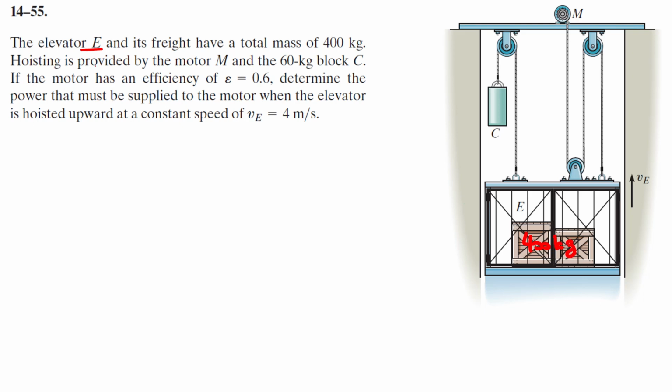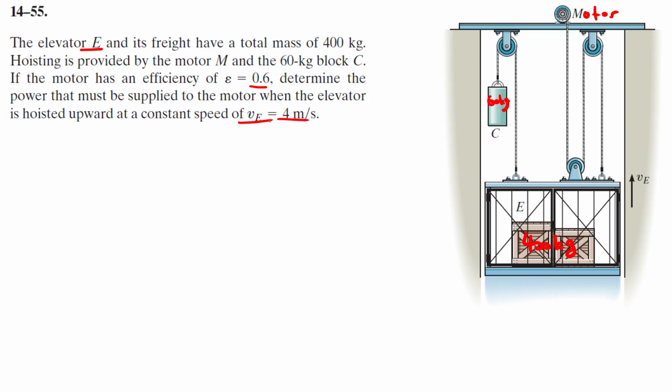The hoisting is provided by the motor M and the 60 kg block C. And the motor has an efficiency of 60%. Determine the power that must be supplied to the motor when the elevator is hoisted upward at a constant speed of V.